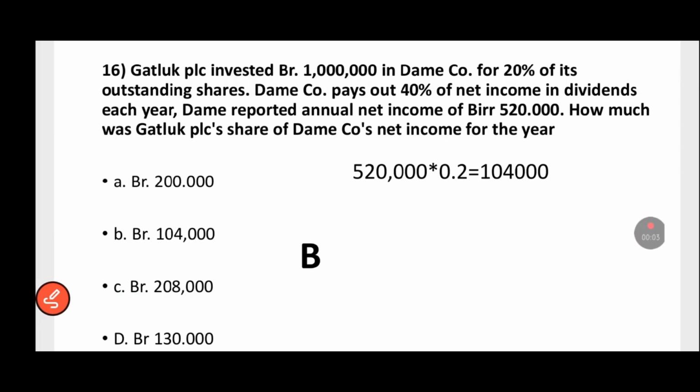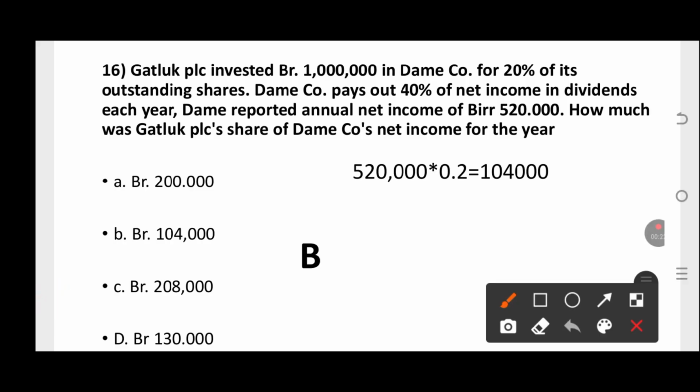Okay, we continue our discussions about such GIT exam questions. The 16th question: Getalux PLC invested 1 million birr in Dameco for 20% of its outstanding shares. Dameco pays out 40% of net income in dividends each year.